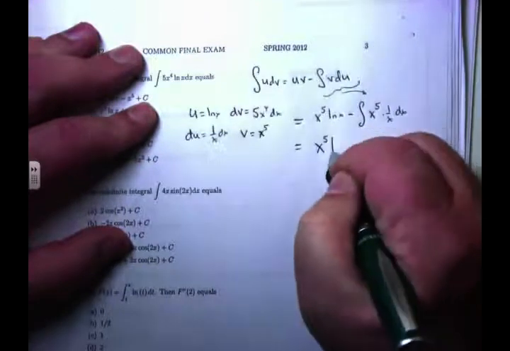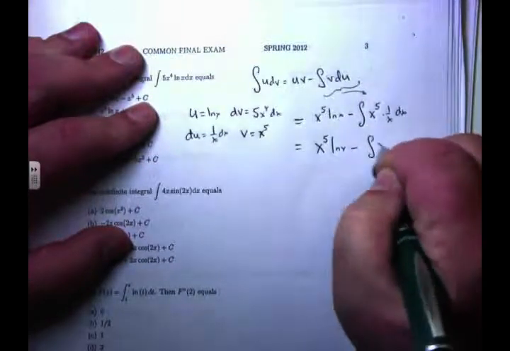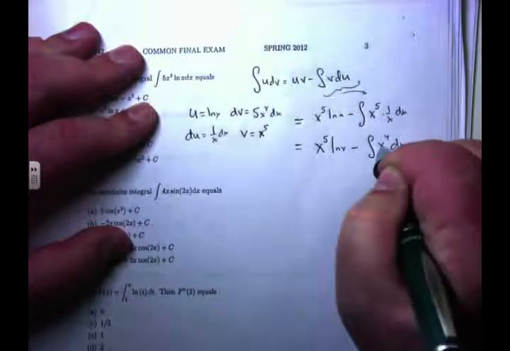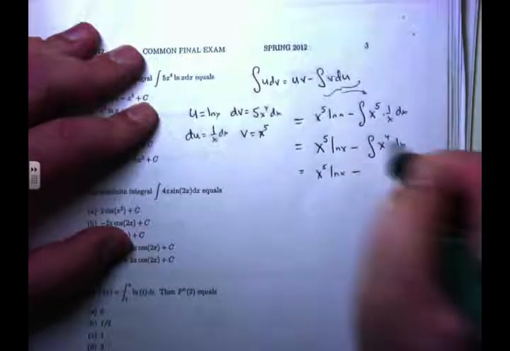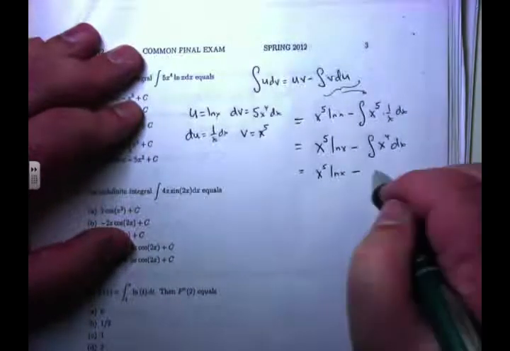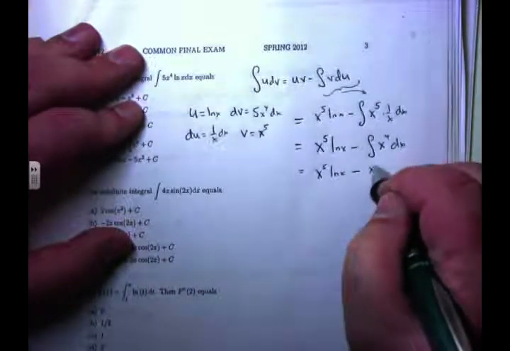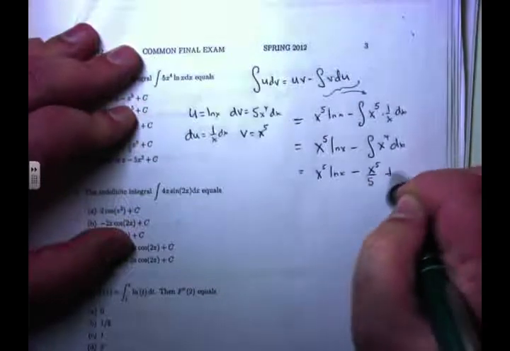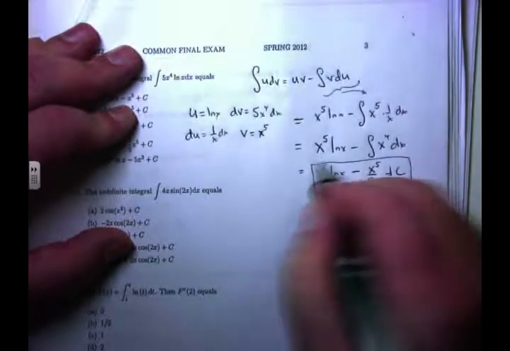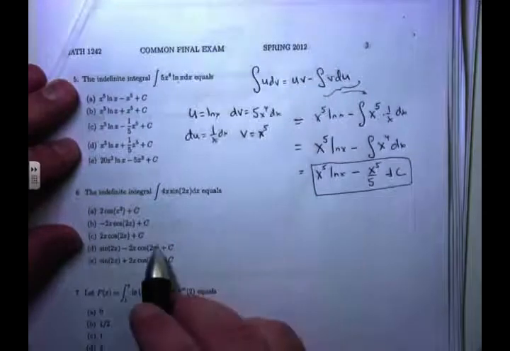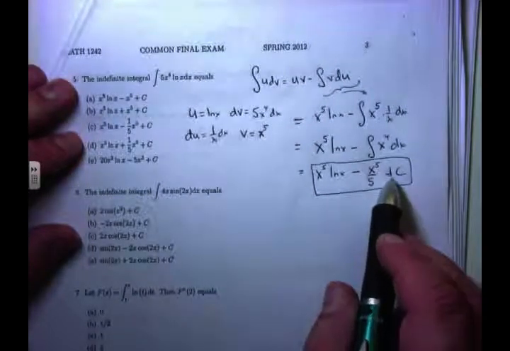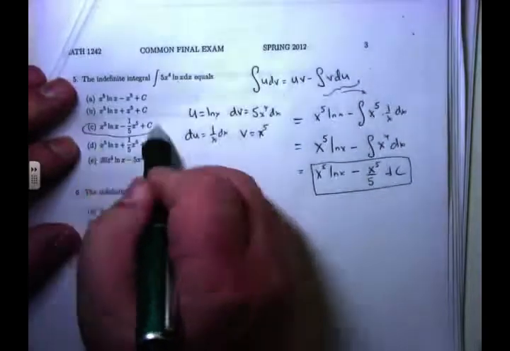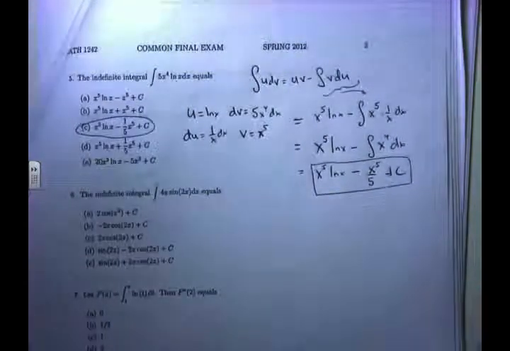X to the fourth. So I get x to the fifth natural log of x minus the integral of x to the fourth dx. Clean it up first. So this is x to the fifth natural log of x minus, what's the integral of x to the fourth? X to the fifth over 5, plus c. And there's my solution. So it's x to the fifth natural log of x minus 1/5 x to the fifth plus c. Looks like the answer to me is c. Does that make sense?